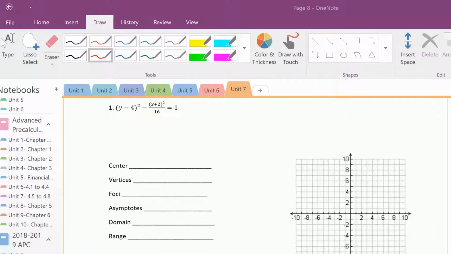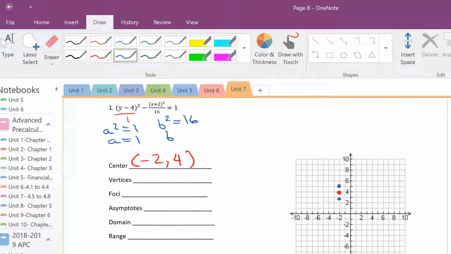So our next one, notice the center here is (-2, 4), and this would be over 1. And remember, this is going to be vertical. So (-2, 4) is here. And then you're going to go up 1 and down 1. Because remember, this is your a squared is 1, a is 1, b squared is 16, so b is 4.